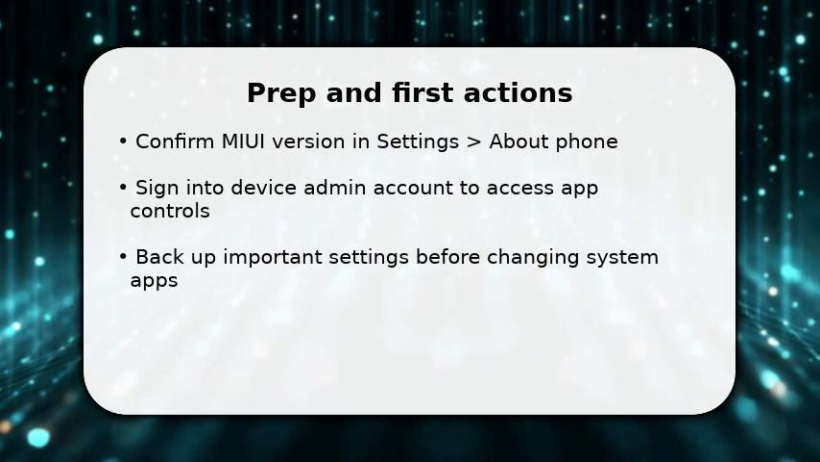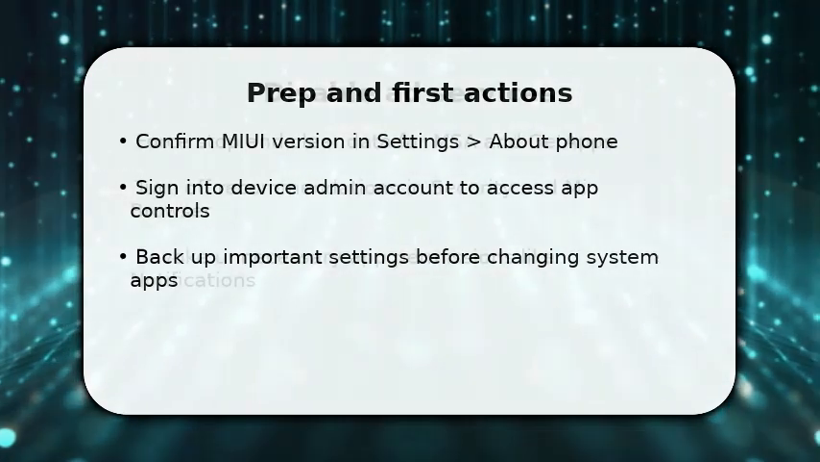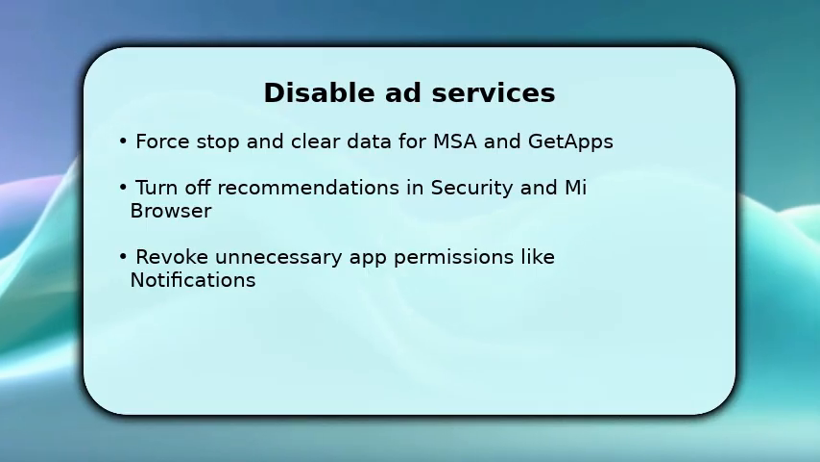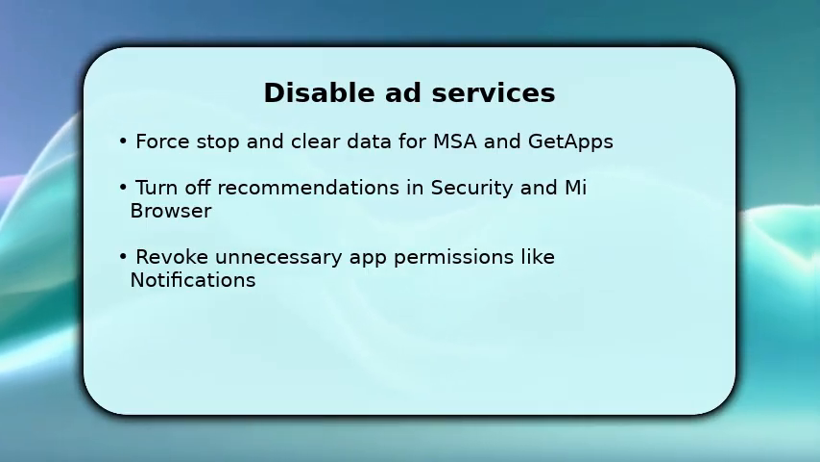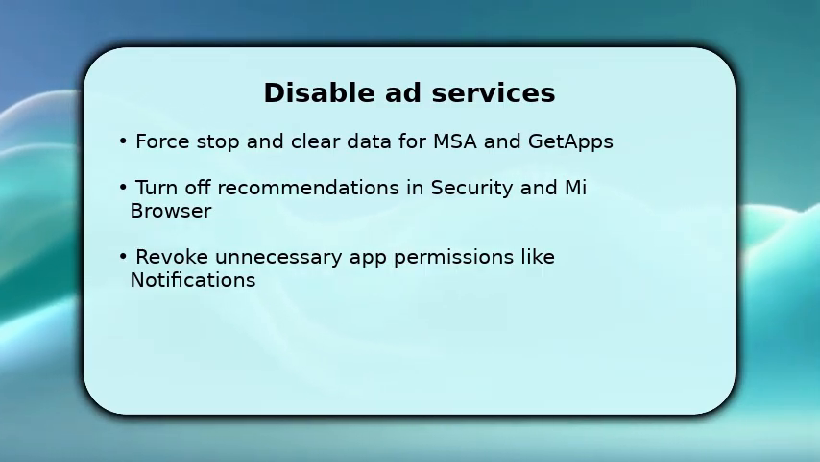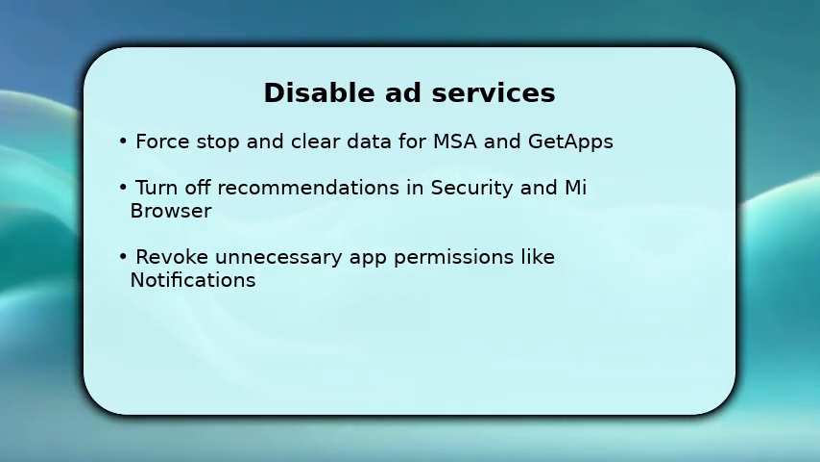Now you go deeper to stop the ad engines. Open Settings, Apps, Manage Apps, find MSA, MIUI system ads, and force stop it, then clear data. Do the same for Get Apps and My Browser. Once done, open Security App Settings and turn off Get Recommendations, and in My Browser, disable Content Suggestions.